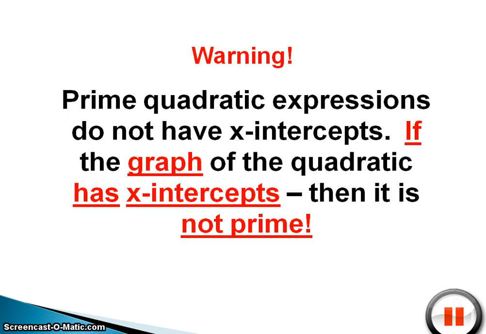Now, I have to stop here and give you a big warning, and I want you to write this down in your notes in big letters. Prime quadratics do not have x-intercepts. They do not. If you are trying to work a problem and you can't find the factors, but you graph it and it has x-intercepts, keep trying to find the factors. You have made a mistake. If it does not have x-intercepts, it is prime.